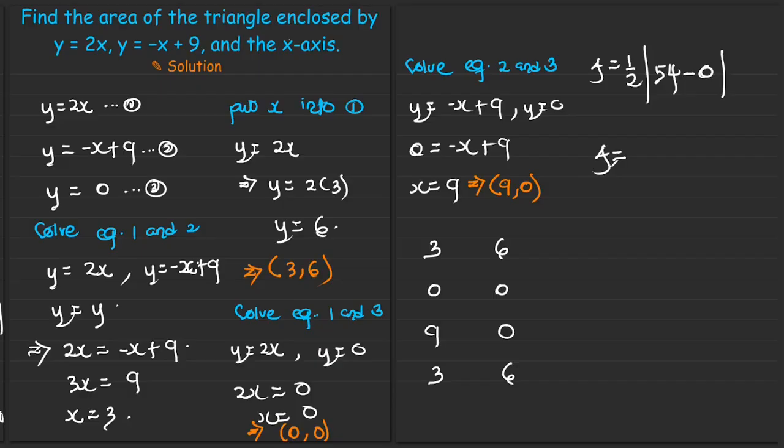So our area is simply half of this, which is 27 square units. Now, if you used the graph, you would have been able to determine the base to be 9 units and the height to be 6 units. And then half times 9 times 6 would have also given you 27. Very simple, isn't it? Okay.